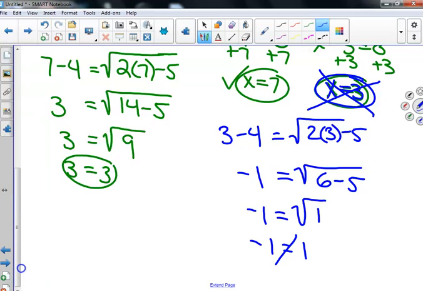Make sure you check your solutions tomorrow to see which one works and which one does not.